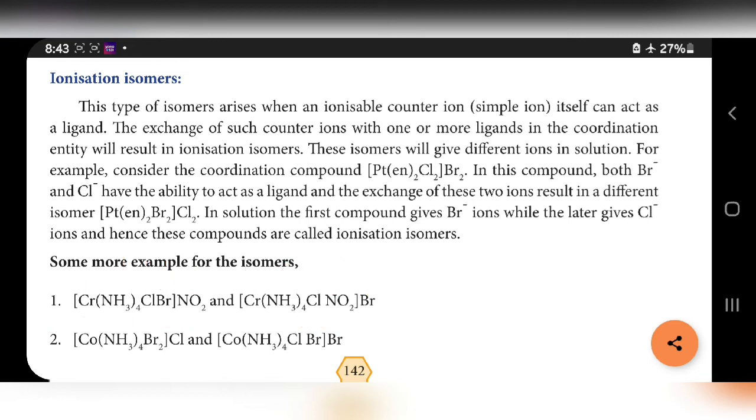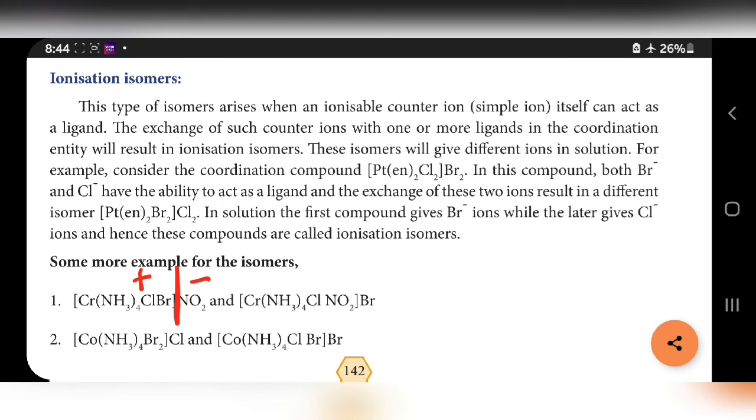Both have the same molecular formula, but both produce different ions in solution. If this compound is ionized, you already know how a coordination compound ionizes: the square bracket separately, and the part outside the square bracket separately.